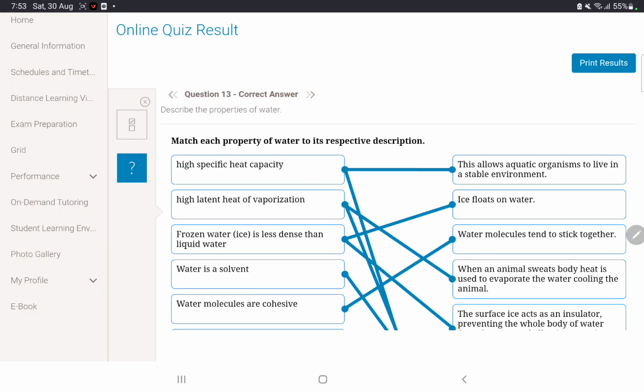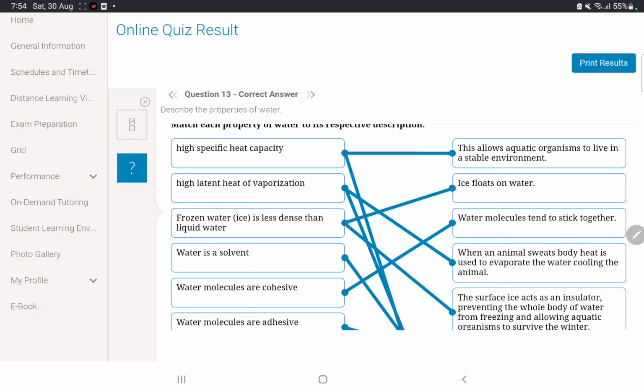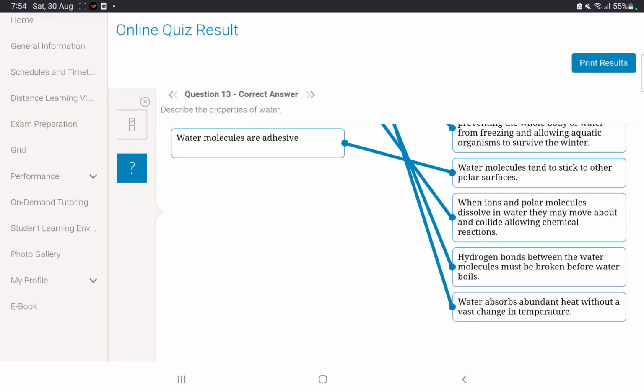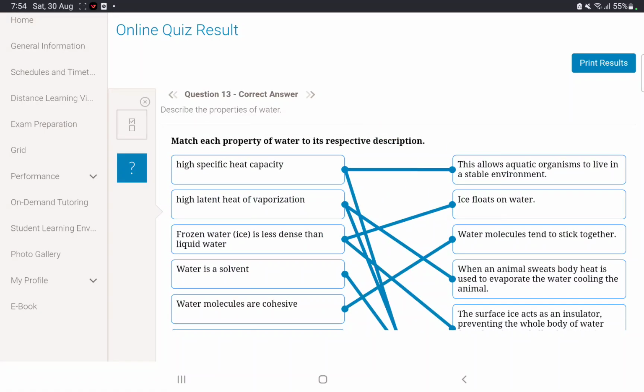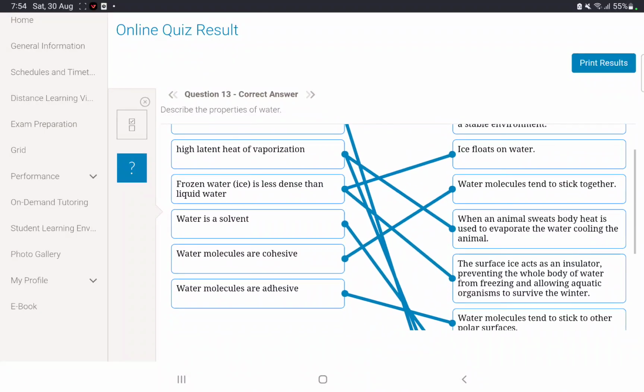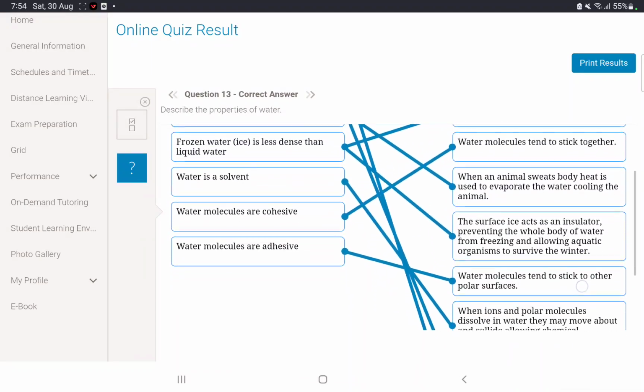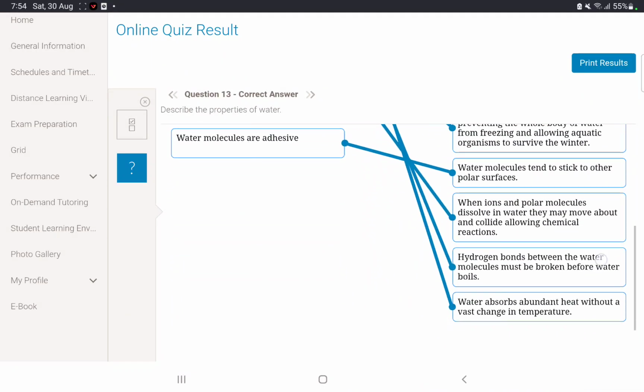I have to speed up. High specific heat capacity, live in a stable environment, okay, and water absorbs abundant heat without a vast change in temperature. I've said that 20 times. High latent heat of vaporization, animal sweats, becomes colder. Hydrogen bonds between the water molecules must be broken before water boils. Obviously, you can't evaporate water or boil it without breaking the bonds first.